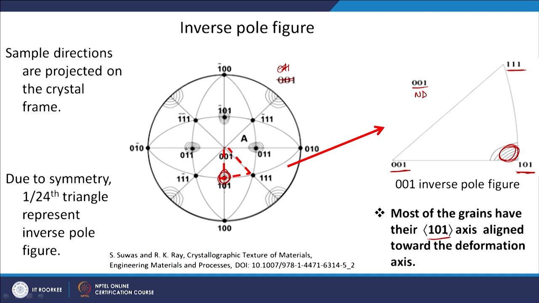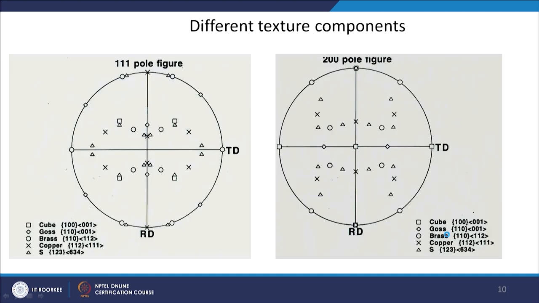deformation axis. Now, different texture components can be shown on the pole figure. Already we have seen two, cube and Gauss. Those two are also shown here, then there are some more here, brass, copper and S, and different symbols are used for them on the pole figure. So, if you are plotting a 111 pole figure, you will get information like this.